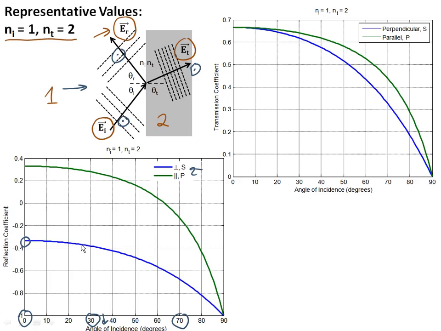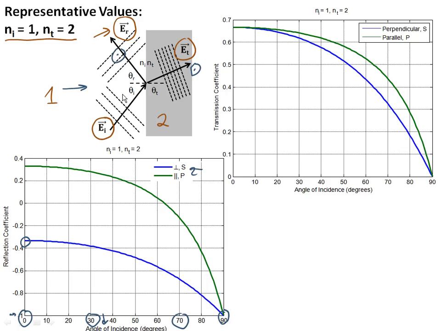However, as the angle gets larger and larger, as theta incident becomes further and further away from the normal, the reflection coefficient gets larger and larger, or the magnitude does. It actually gets more and more negative, until down here at 90 degrees the reflection coefficient is close to 1, which essentially is saying that all the light is reflected. What happens if we take a look at the p-polarized case, or when the electric field lies parallel to the plane of incidence?